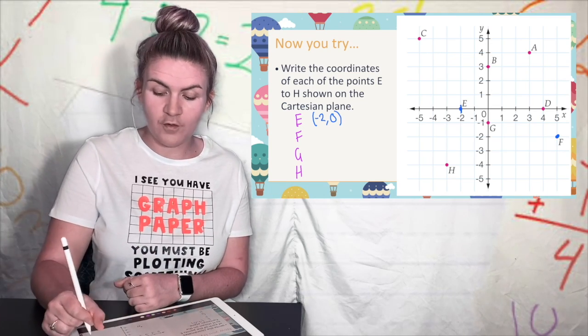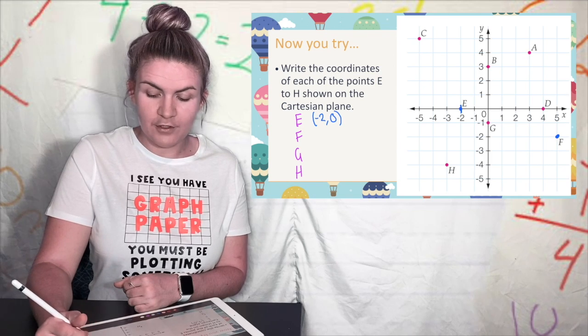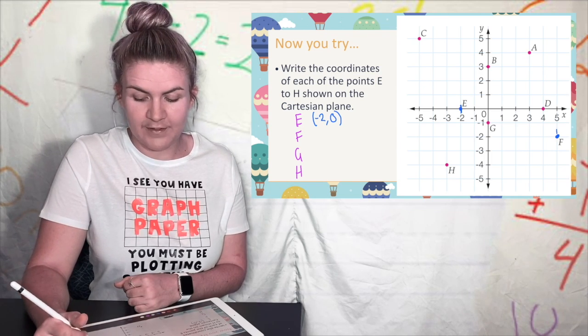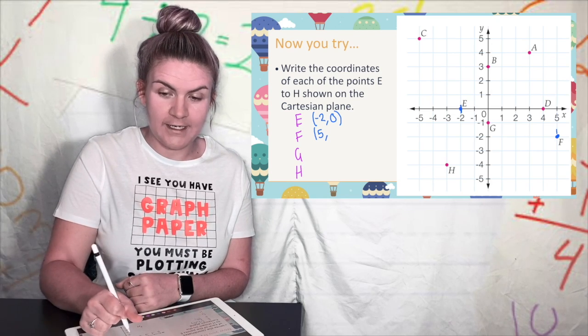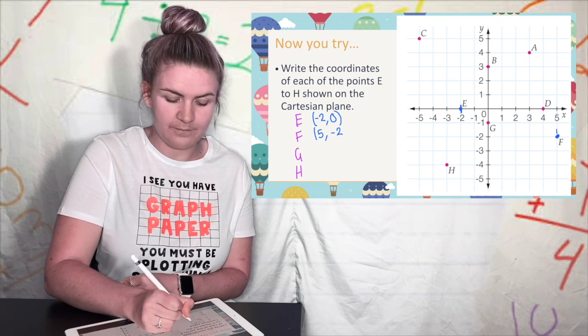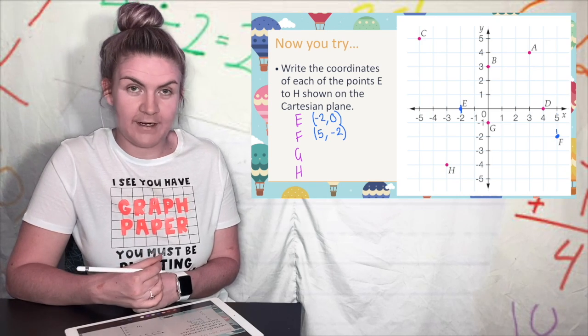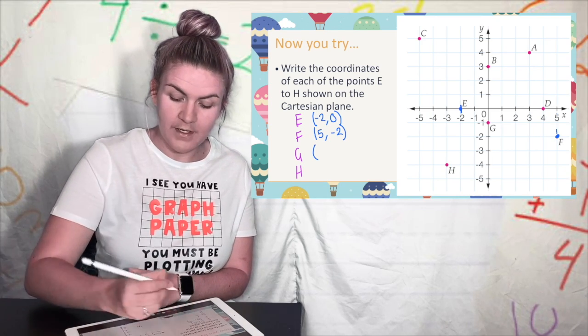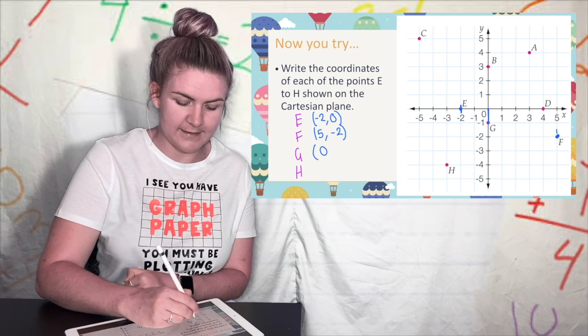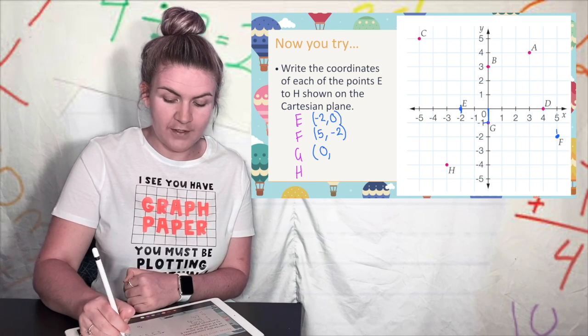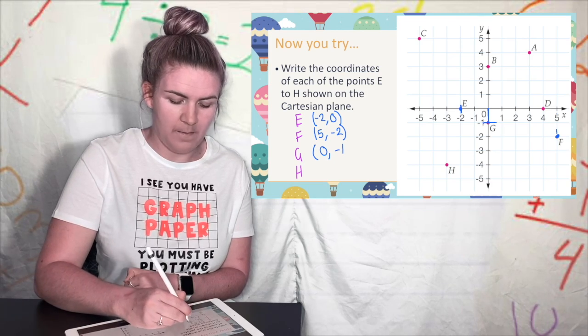F is in the 4th quadrant. Here, as I look on the x-axis, it is in line with the number 5. For the y, as I go along, it is in line with -2. 5, -2 is my answer. G. G here is in line with the 0 on the x-axis. And then vertically it is -1.